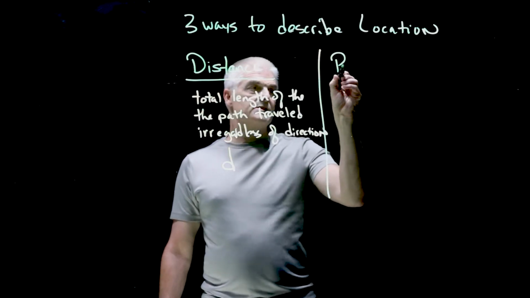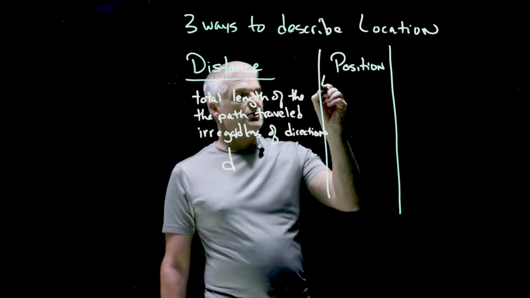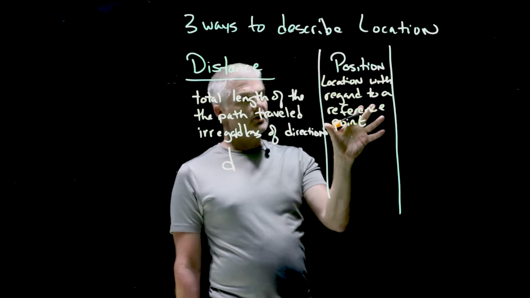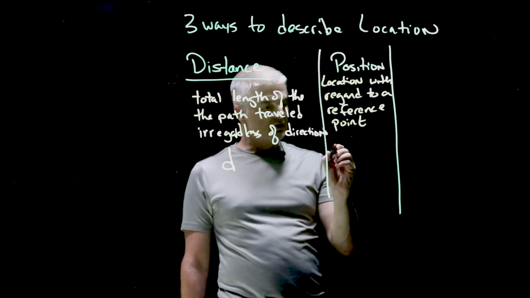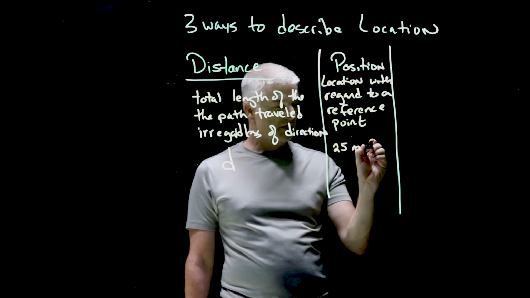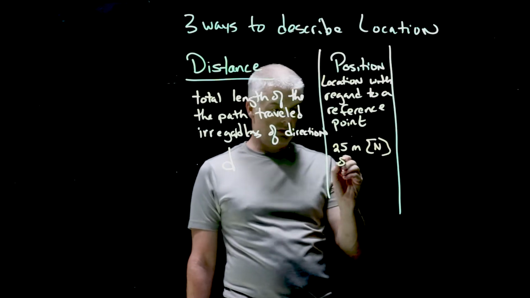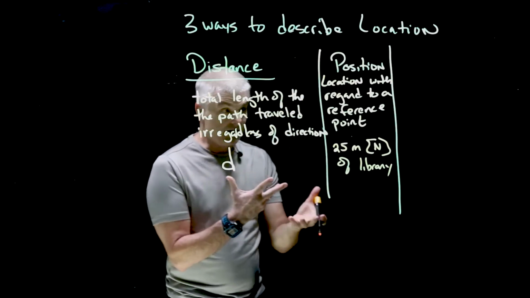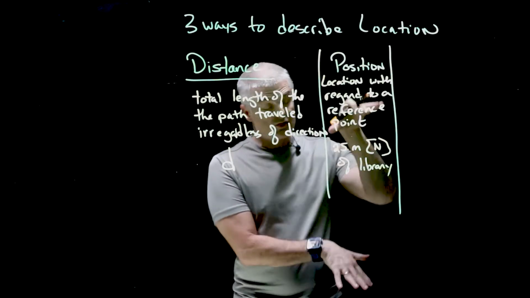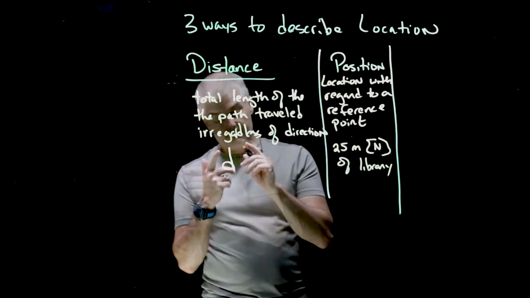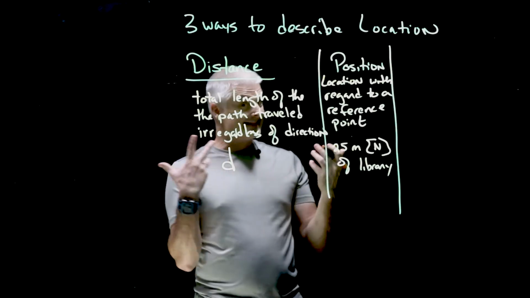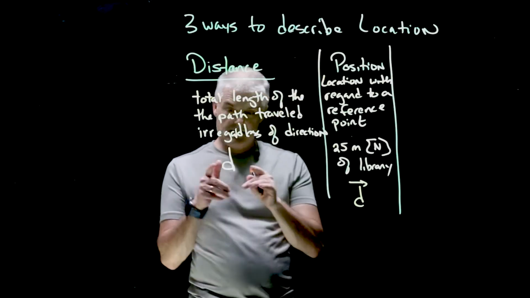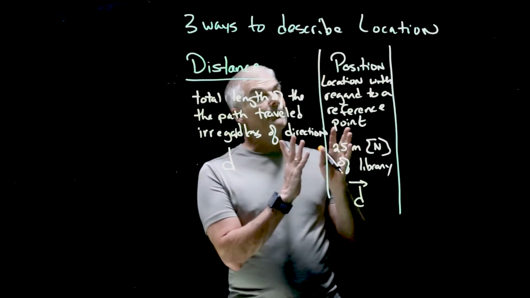The second one is position. And this is the location with regard to a reference point. So you might say that it's 25 meters north of the library. All right, so we know not only that it's 25 meters, but it's 25 meters, directionally speaking, north of the library. And if you got this from our last video, this is a vector. And so we say d with an arrow on the top, right? d for distance, d with the arrow gives us the vector for it.